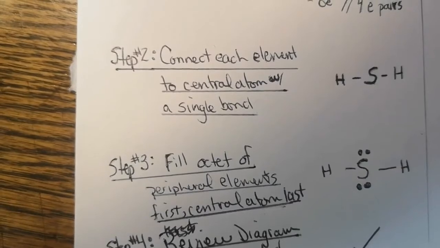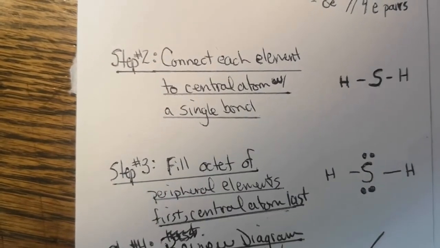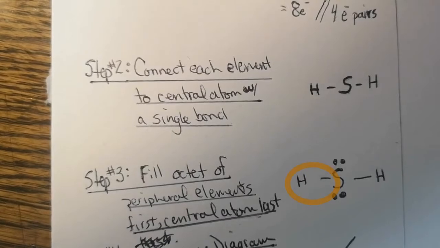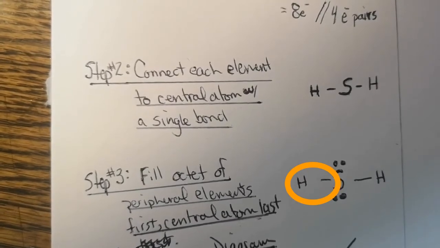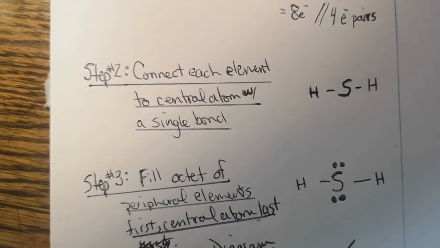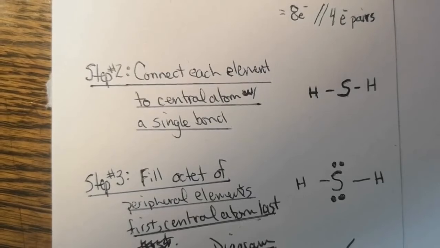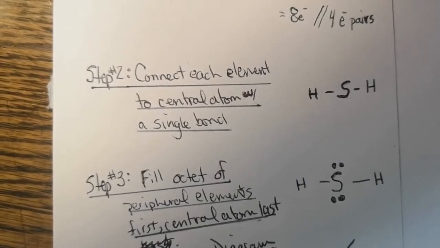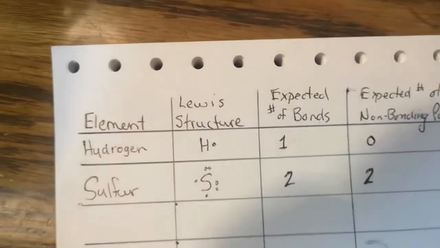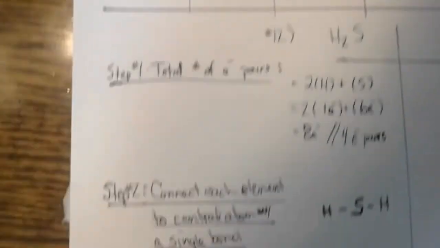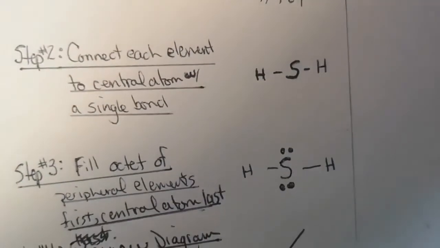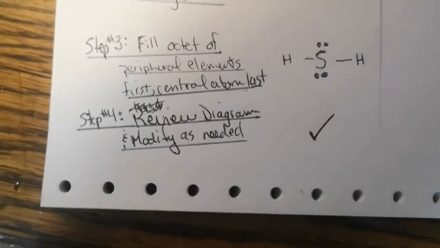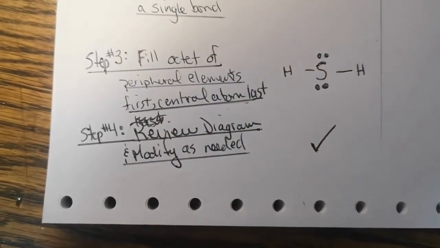Step number 3 is to fill out the octet of the peripheral elements first and the central elements last. So recall that hydrogen can only have 1 pair of electrons, here symbolized by that line or sigma bond. Hydrogen's full. The remaining 2 electron pairs are on the sulfur. Notice how each hydrogen forms 1 bond. That jives with what we expect to see. Sulfur we expect to form 2 bonds and have 2 non-bonding pairs, which we also see. Our final step is to review our diagram and modify as needed.